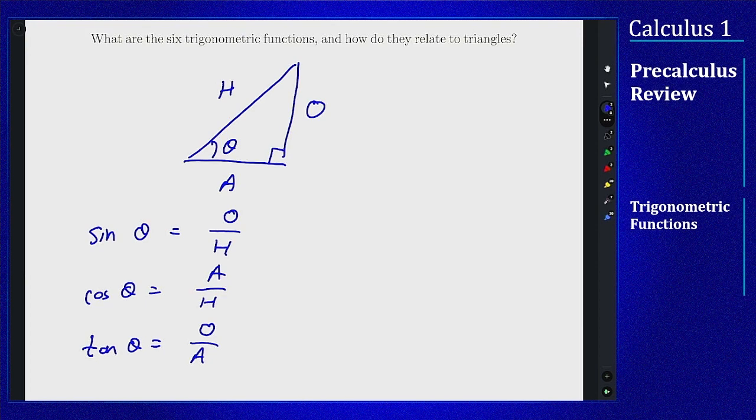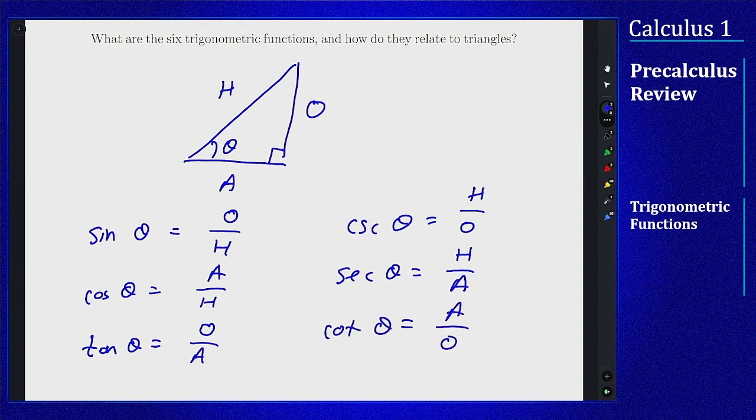Then you have your three inverse functions, and by inverse I mean 1 over functions, not inverse. We'll deal with that later. You have cosecant of theta, which is hypotenuse over opposite, so 1 over sine. You have secant theta, which is hypotenuse over adjacent, 1 over cosine, and you have cotangent theta as adjacent over opposite, or 1 over tangent.